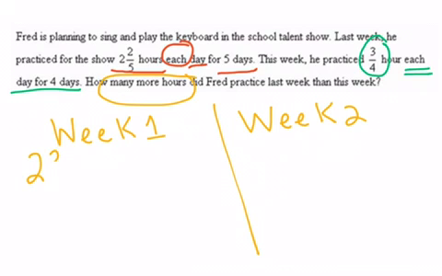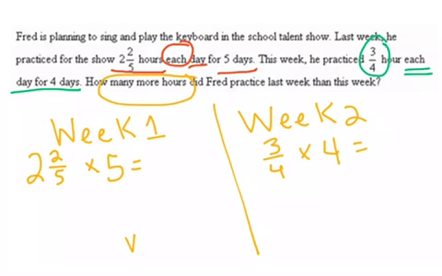And I have 2 2/5 hours in week 1 each day for 5 days. So that is multiplying. So in week 1, I do 2 2/5 a day for 5 days. In week 2, it says you do 3/4 of an hour each day for 4 days. I know I need to know that. And I need to know how many more hours did Fred practice last week than this week?